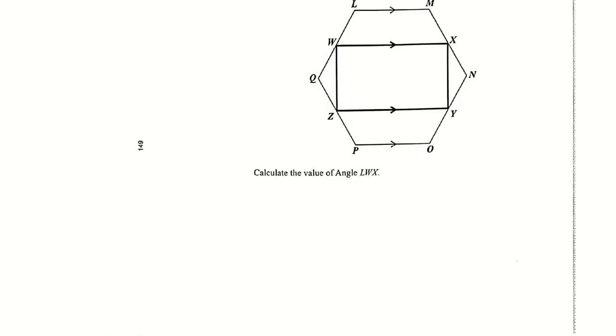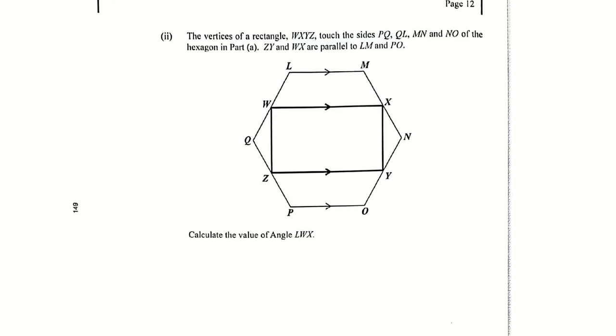Right, this question tells you the vertices of a triangle WXYZ touch the sides PQ, QL, MN, and NO of the hexagon. Part B. In Part A, ZY and WX are parallel to LM and PO. So all these are parallel. Calculate the value of LWX.